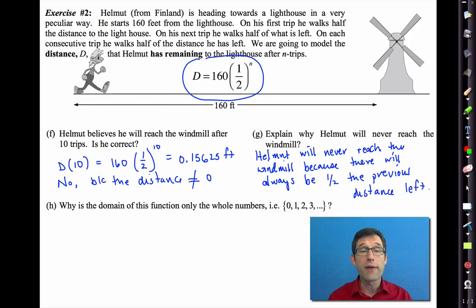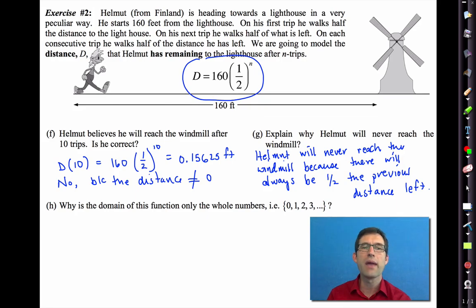have 1 millimeter left, so I'm going to walk half of that. So he walks half of the millimeter, and now he's got 1/2 millimeter left. So he looks at that and he says, well, I've got 1/2 millimeter left. Well, I'll walk half of that, which will be 1/4 millimeter, and I'll have 1/4 millimeter left. So he'll always have half of what he previously had left to walk.